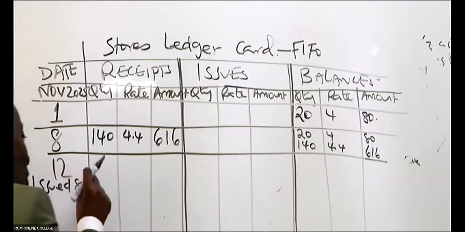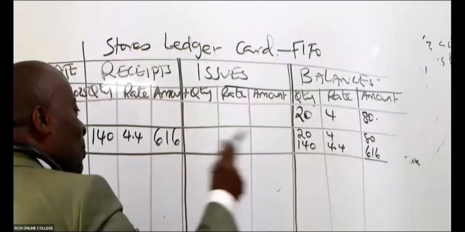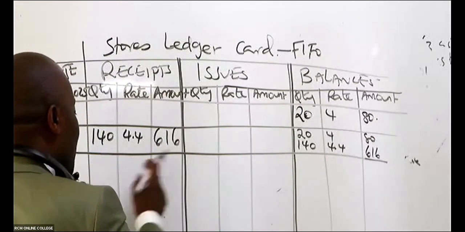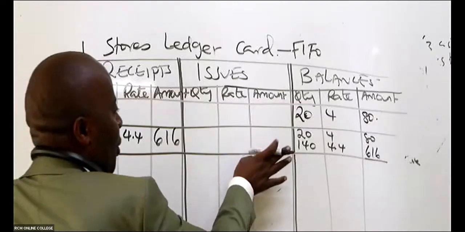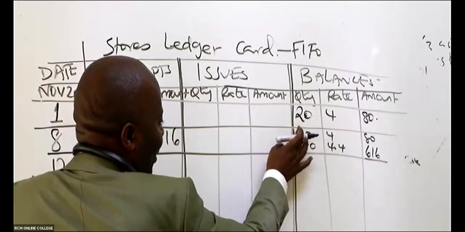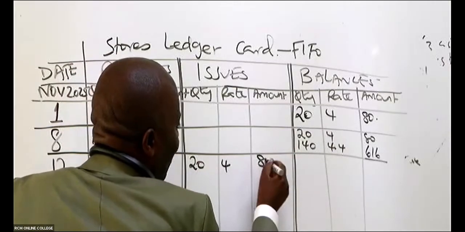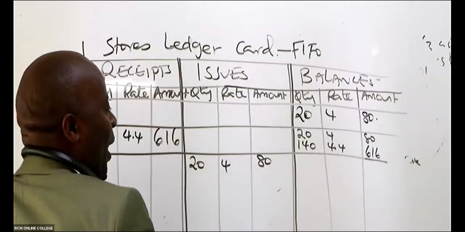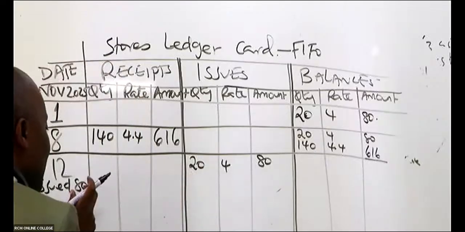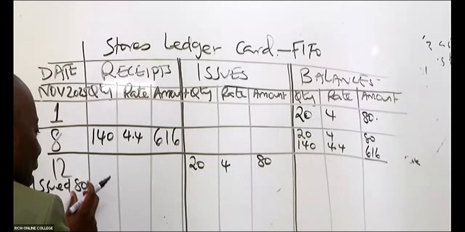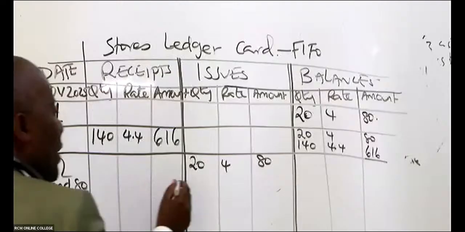Remember, this is the oldest. The oldest batch has to be depleted. So under issues, this 80, I will issue it in 2 tranches. First of all, I have my oldest batch of 20, whose price is 4, total amount is 80, that goes. After 20 goes, I still have 60 to accomplish my 80. So I'll come and write this 60.